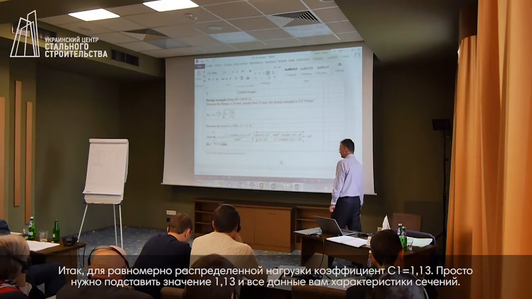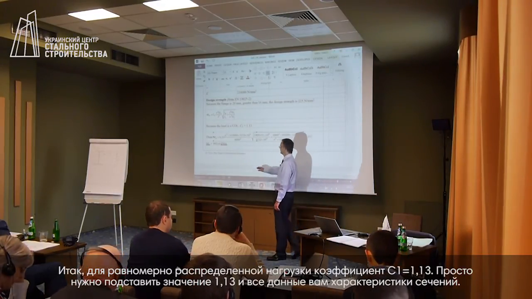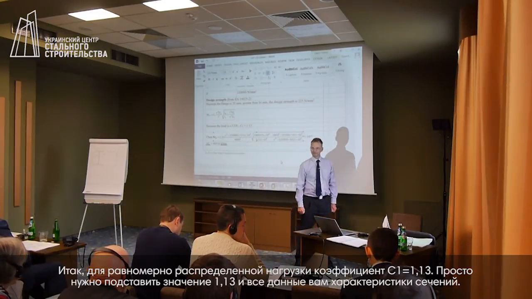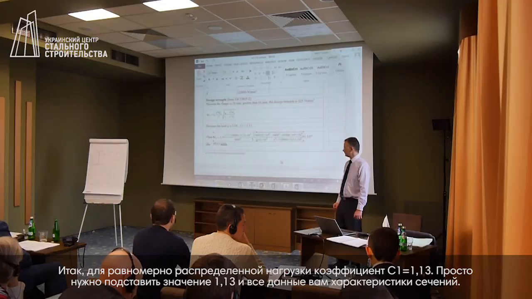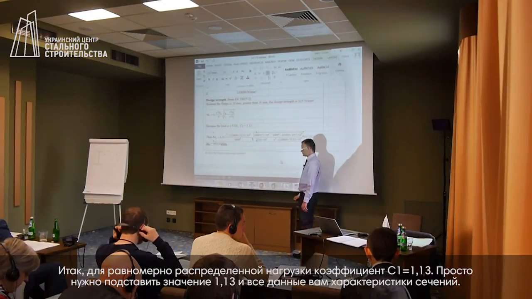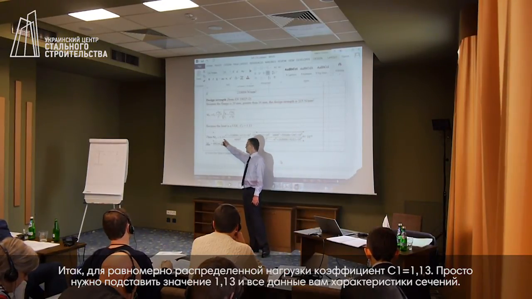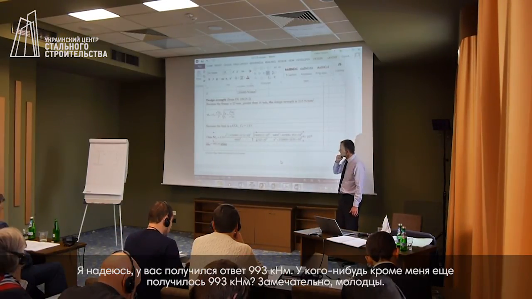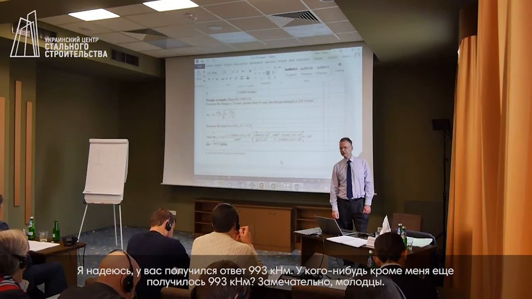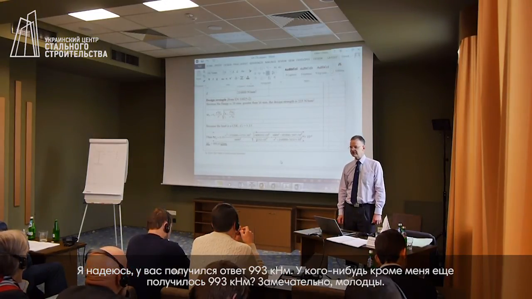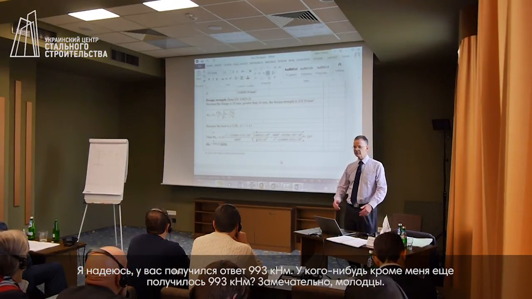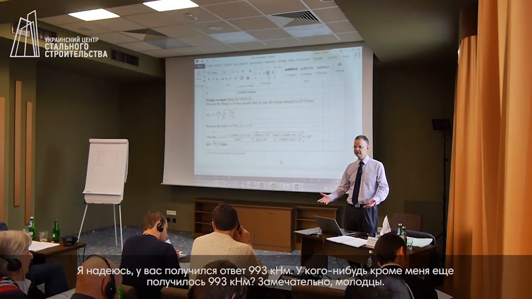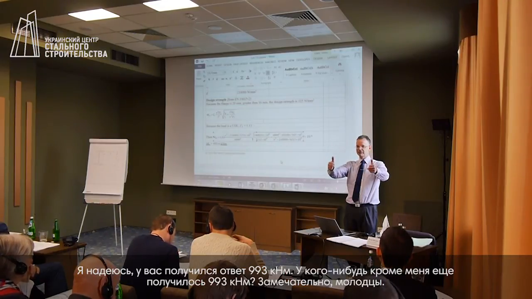So for a uniformly distributed load, C1 is 1.13. And then it's simply a matter of substituting 1.13 and all the section properties which were given to you, and I believe the answer is 993 kilonewton meters. Did anybody else get 993 kilonewton meters? Excellent, well done, gentlemen.